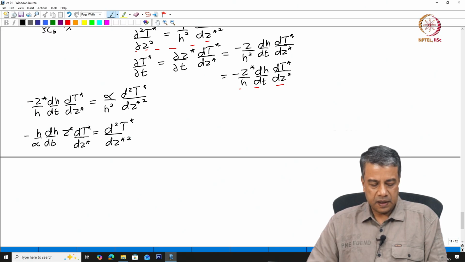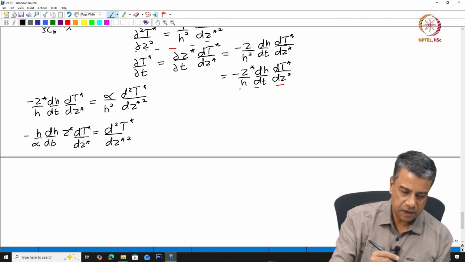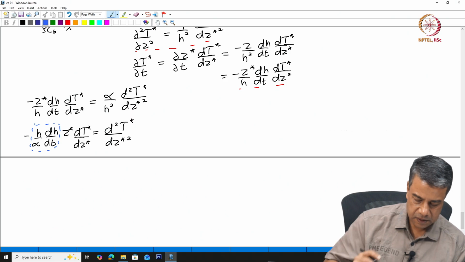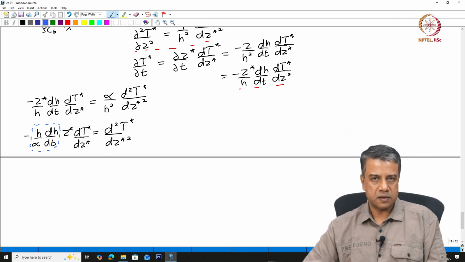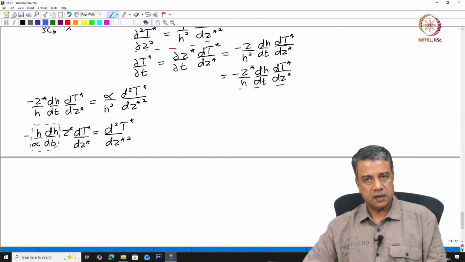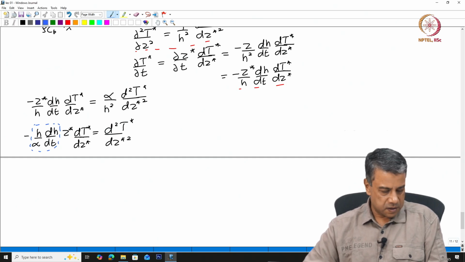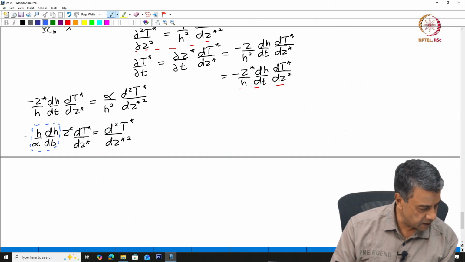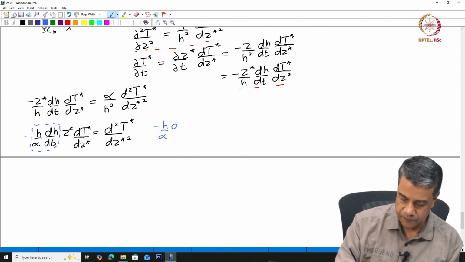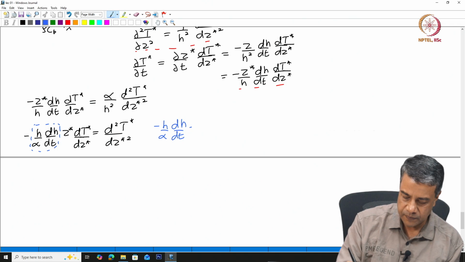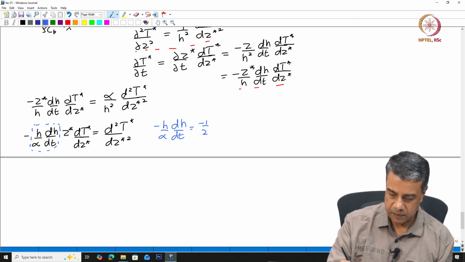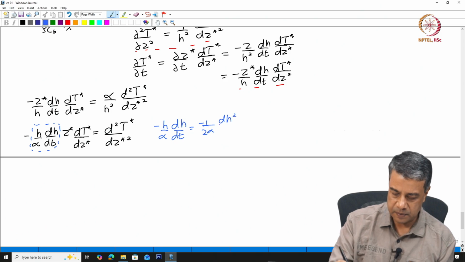I can get a similarity solution only if this term here is a constant. So, I need to know what is dh by dt. This term, minus h by alpha dh by dt, is equal to minus 1 by 2 alpha d of h squared by dt.